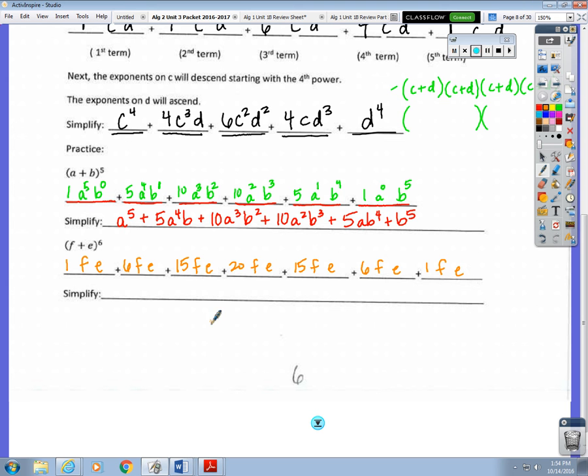Okay? F gets to start out to the what power? 6. And then from there it decreases all the way down to the 0 power. E does the opposite. It starts out to the 0 and increases up to the 6th power. Because remember, within each term, the exponents must add up to your exponent of the problem. Now I just rewrite all that without writing the stuff that's understood. So for this first term, what would I need to rewrite? Just the f to the 6th.